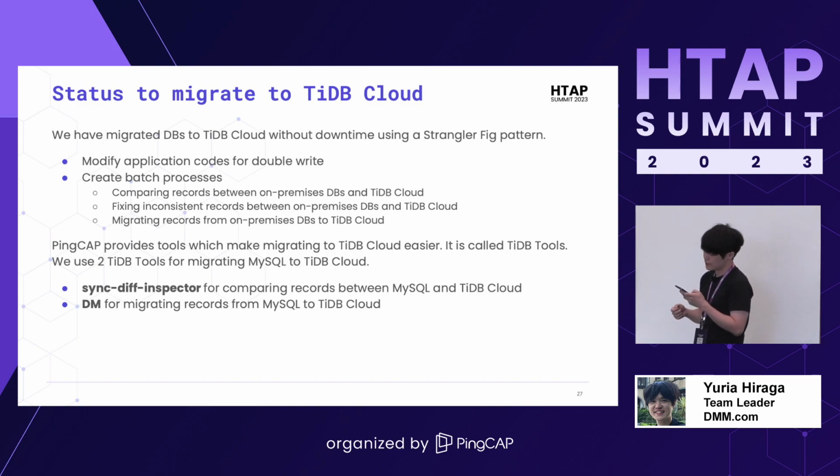We have migrated databases to TiDB Cloud without downtime using a strangler fig pattern. Before migration, we modified application code for double write, and we created 3 batch processes: comparing records between on-premises databases and TiDB Cloud, fixing inconsistent records between on-premises databases and TiDB Cloud, and migrating records from on-premises databases to TiDB Cloud. I will explain it in more detail later.